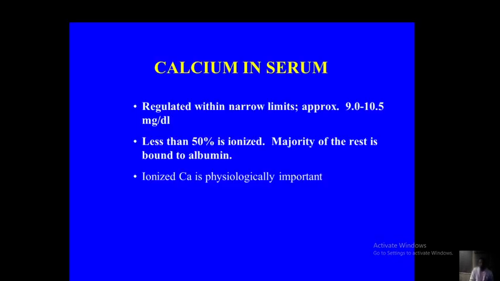So calcium in our serum is regulated within very narrow limits. For example, calcium is 9.0 to 10.5 mg per deciliter, and less than 50% is ionized. The majority of the rest is bound with albumin. Ionized calcium is physiologically important. I will discuss this point in the next slide.